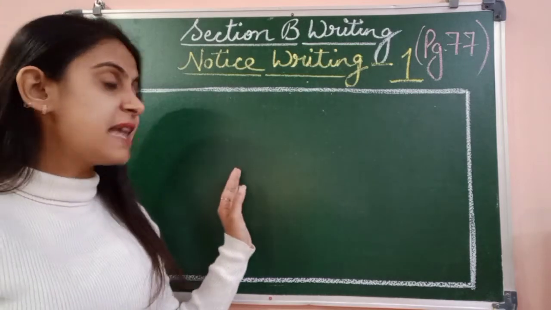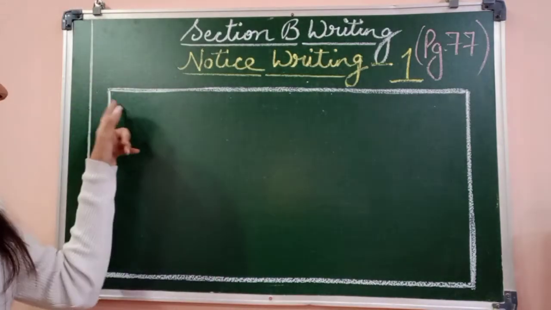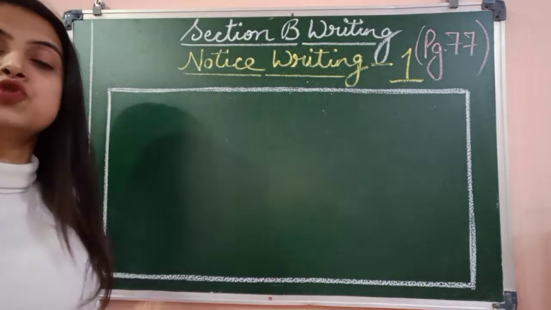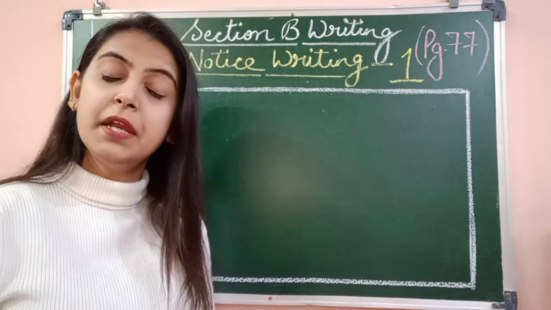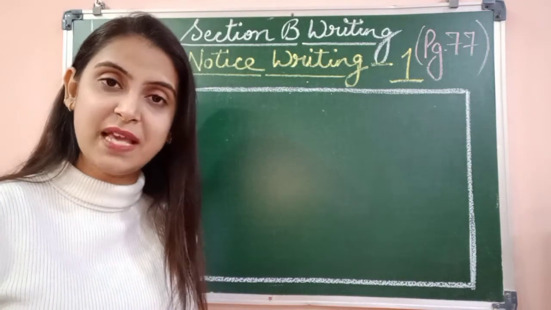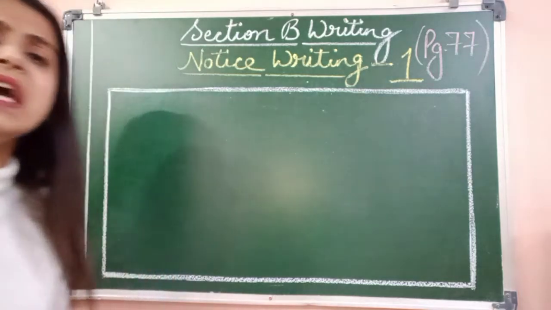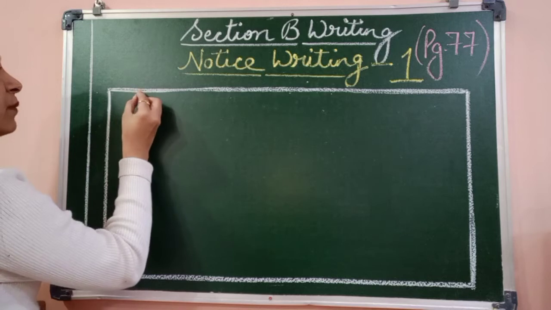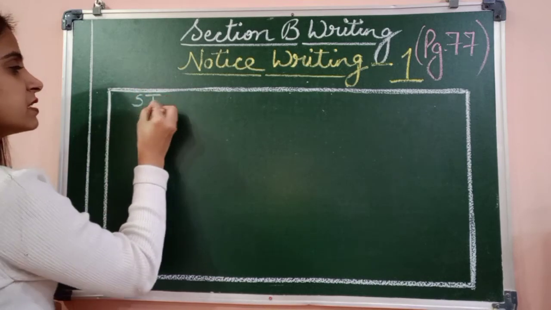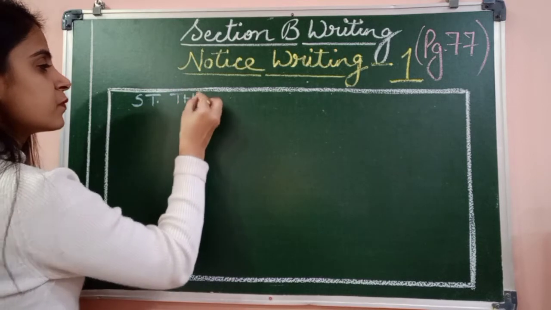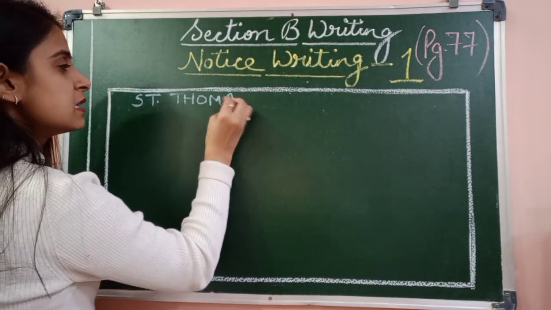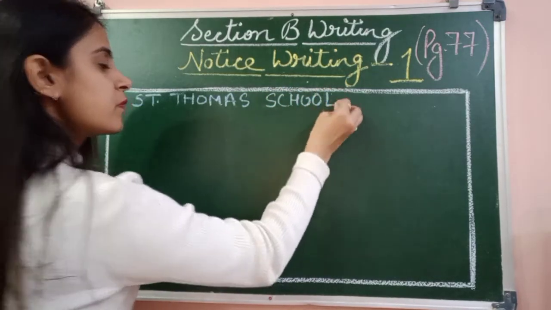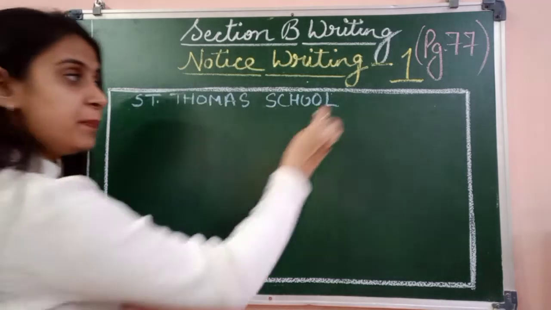Second thing, you need to begin your notice from the left hand side. The first line has to be the name of the organization. Since no organization name is given in the question, you can write any name. You can even write your school name. For example, I am writing St. Thomas School. And then we have to mention the place also.